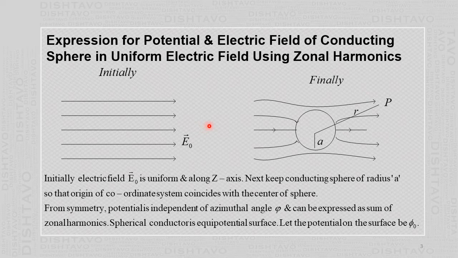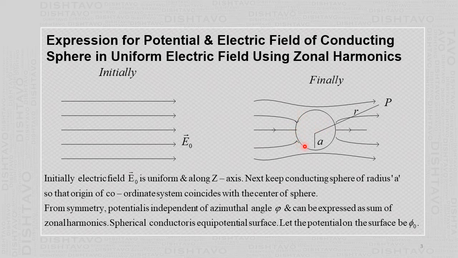Next, take the conducting sphere. It is neutral. You keep it inside the external electric field. So now here what will happen is, when you place this sphere of radius a inside the external electric field, then because of induction there is a separation of the charges.